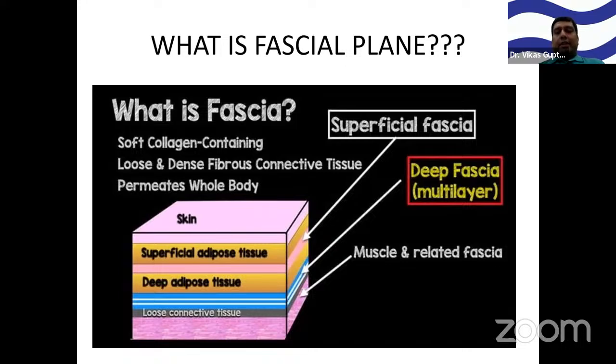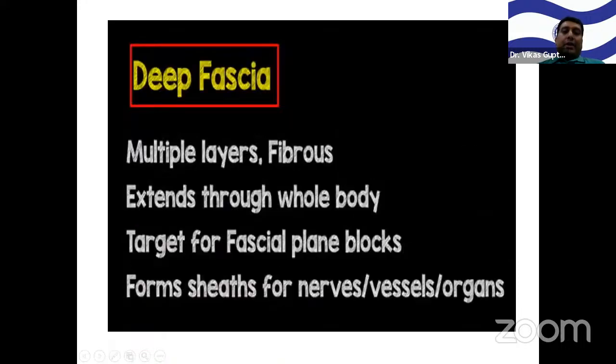There are two types of fascia: the superficial fascia and deep fascia. In our nerve blocks, we are more concerned with deep fascia. Deep fascia is multiple layers, fibrous, and extends throughout the body. It is the main target for fascial plane blocks, and it forms sheaths for nerves, vessels, and organs.